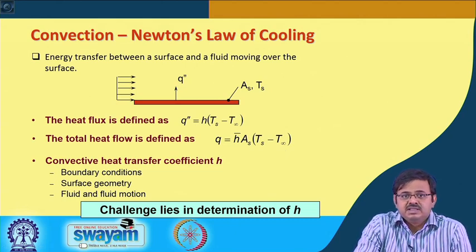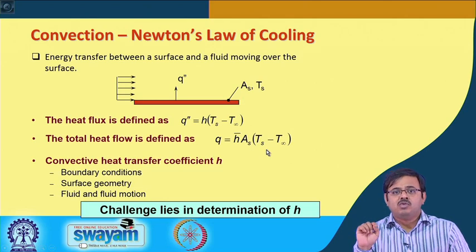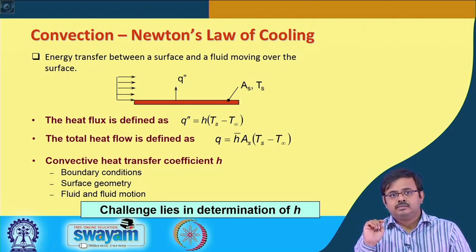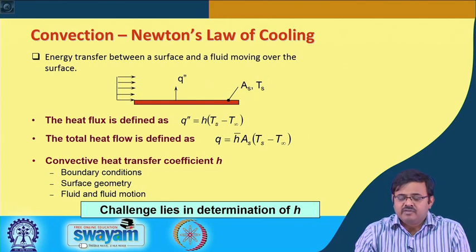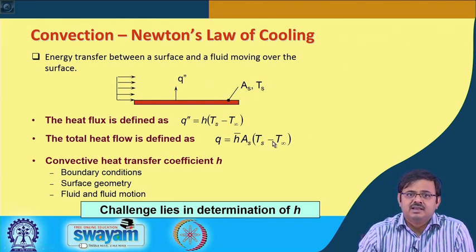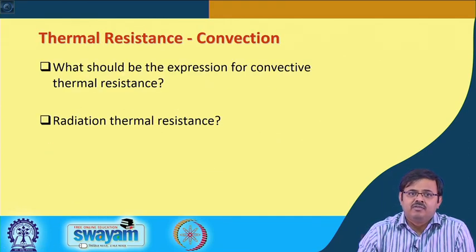Now, what is thermal resistance? It is the temperature difference over the rate of heat transfer, which is Q. So this T s minus T infinity over Q, what is that going to be? It is going to be 1 over H A. So convection thermal resistance is therefore 1 over H A.